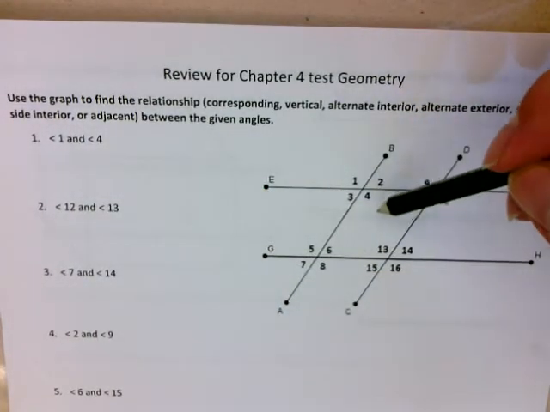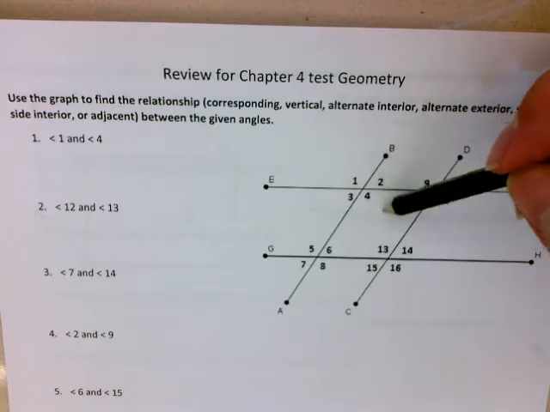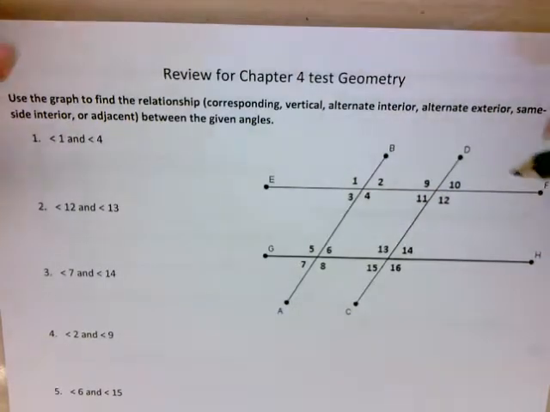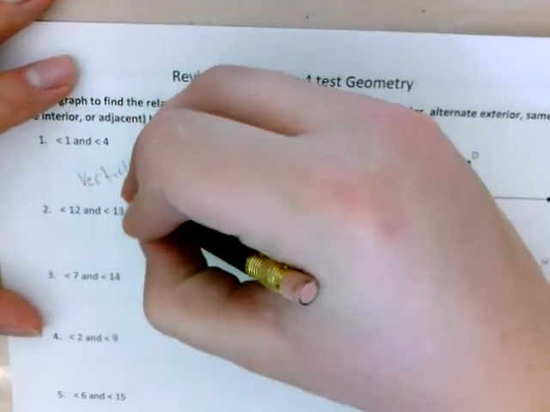So 1 and 4. 1 and 4 are diagonal from each other. They're in the same group. So we know these are vertical angles. So these are vertical angles.